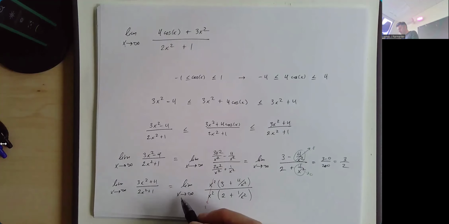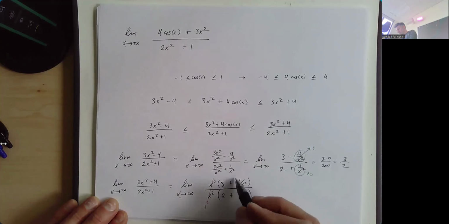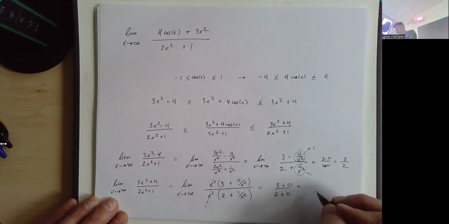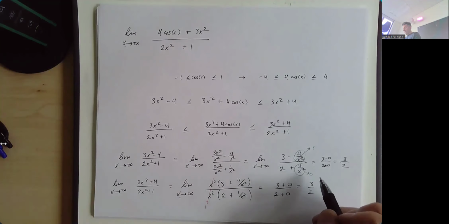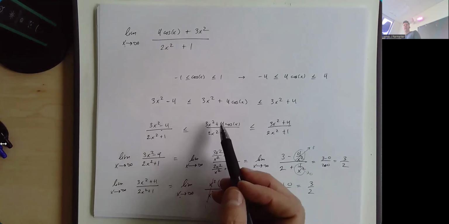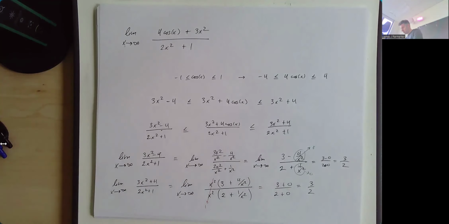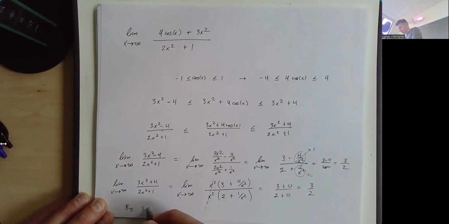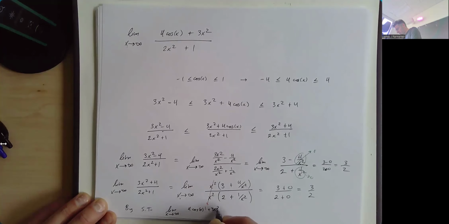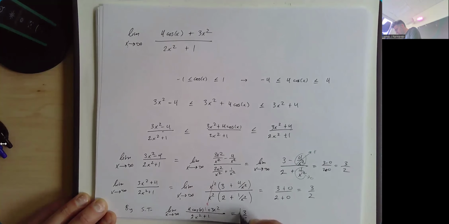And then the limit as x goes to infinity of 3 plus 4 over x squared, well, the 4 over x squared is getting really, really small. And the 1 over x squared is getting really, really small. So I get 3 plus 0 over 2 plus 0, which is 3/2. And then since the limit of this is 3/2, and the limit of that is 3/2, by the squeeze theorem, the middle part has to have a limit of 3/2 as well. So by squeeze theorem, the limit as x goes to infinity of 4 cosine of x plus 3x squared over 2x squared plus 1 must be 3/2.